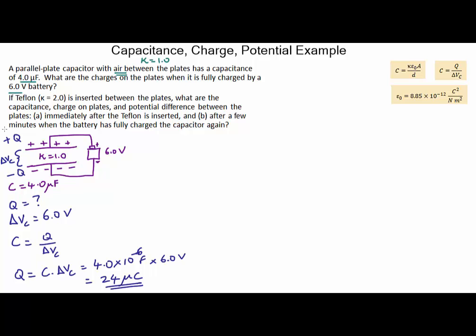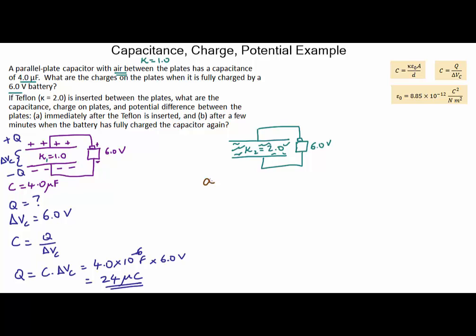And now we have changed the situation. We've still got the battery connected, but we're inserting a Teflon slab to fill the gap between the plates. So now I've got this kappa, let's call it kappa 2, becomes 2.0 because that's given as the dielectric constant of Teflon. So for comparison, let me change the old one to kappa 1. So now I've got Teflon over here with this kappa, and it's asking us for two situations. Immediately after the Teflon slab is inserted, it's asking for what the capacitance, charge, and potential difference would be. And then it's asking for the same thing after the battery is given enough time to fully charge the capacitor.